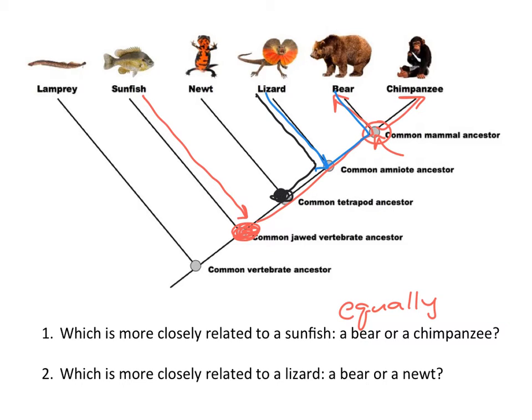So who's more closely related? Lizard and the bear. They derived more recently in time from a common ancestor here. The newt's more distantly related. You have to go farther back in time to find the individual population that gave rise to both the newt lineage and the lizard lineage.